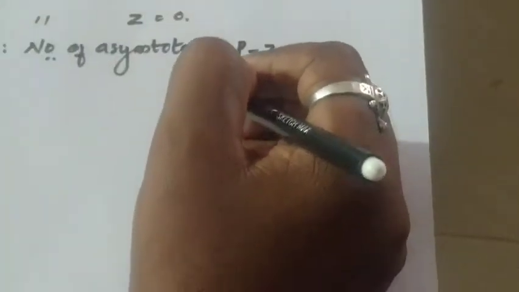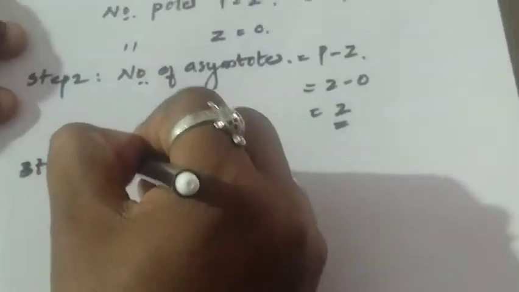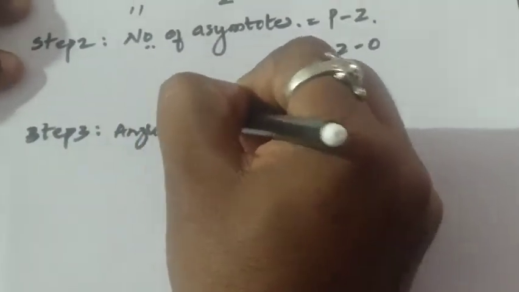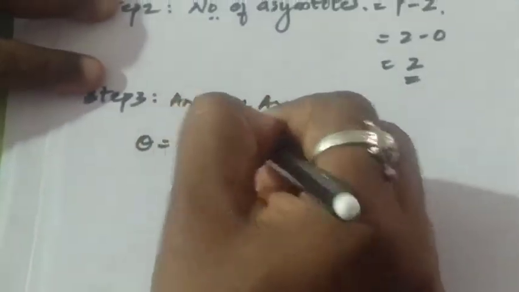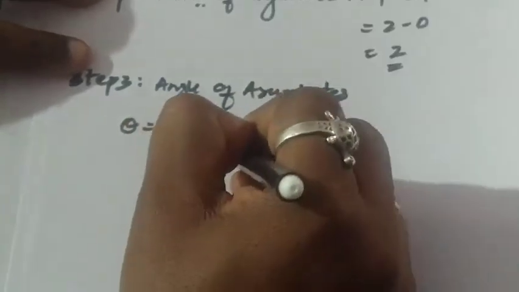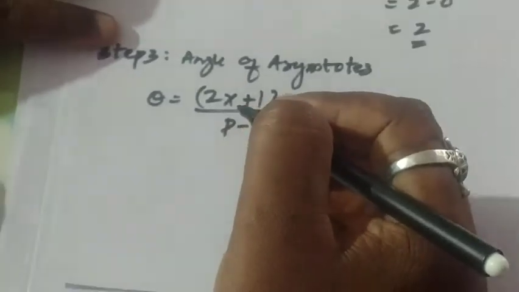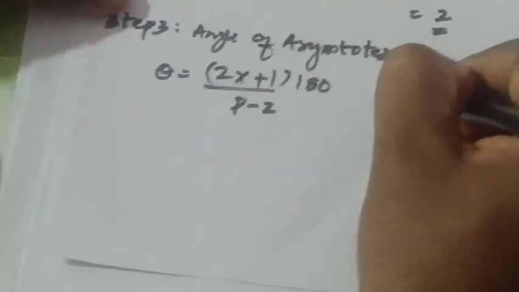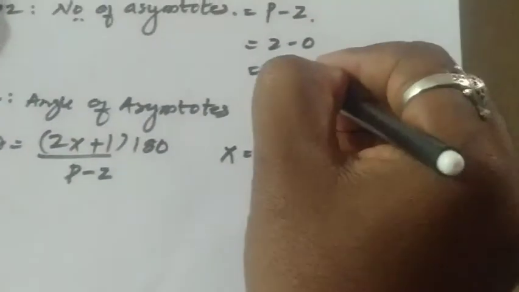The third step, step 3, is the angle of asymptotes. What is this angle of asymptotes? Angle of asymptotes is given as theta equal to 2q plus 1 divided by p minus z, into 180 degrees. So q will take the values 0 and 1, because here only two poles are there, so the number of asymptotes is 2.